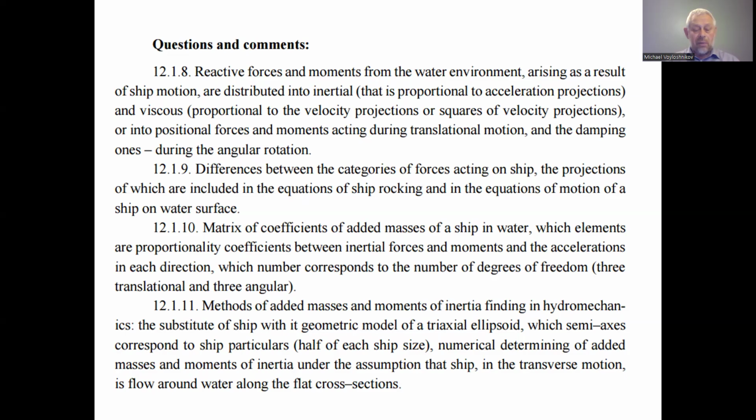12.1.10, matrix of coefficients of added masses of a ship in water, whose elements are proportionality coefficients between the inertial forces and moments and the accelerations in each direction, the number of which corresponds to the number of degrees of freedom. Free translation, free angular. So yes, the system of indexes is used. So each coefficient of the inertia of the ship in the water, like we say, the added mass, or the coefficient of the resistance of ship motion in water, like we say, the damping coefficients.